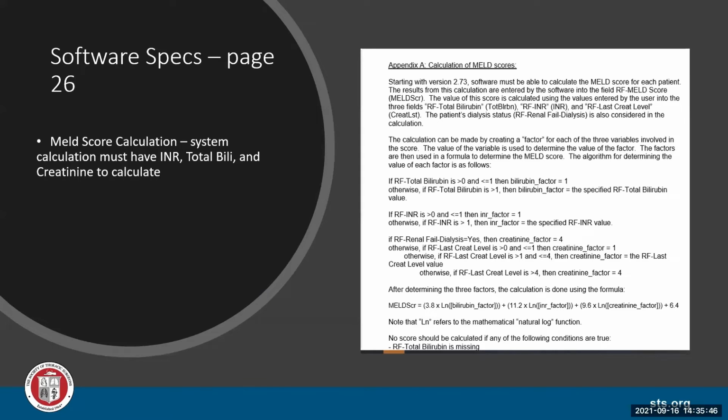Page 26 talks about MELD score calculation, which is a system calculation. But if you're looking at your data collection form and you don't have a MELD score, you're like, oh, why is this not calculating? Well, this software spec will tell you, you have to have an INR, you have to have total bilirubin, and you have to have a creatinine to calculate the MELD score. So this is a nice resource to be familiar with too. If you don't have an INR, you're not going to have a MELD score.